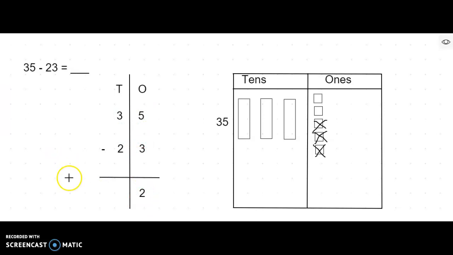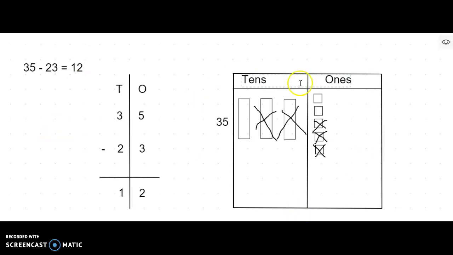Now I'm going to subtract my tens. I have 3 tens to start with. I'm taking away 2. So just like before, I'm going to cross them out. I'm going to cross out my 2 tens. 1, 2. How many tens do I have left? Yeah, I have 1 ten left. 3 take away 2 is 1. So now I've taken away my ones and I've taken away my tens. I'm left with 1 ten and 2 ones. What is 1 ten and 2 ones? It's 12. That's right. 35 take away 23 is 12.